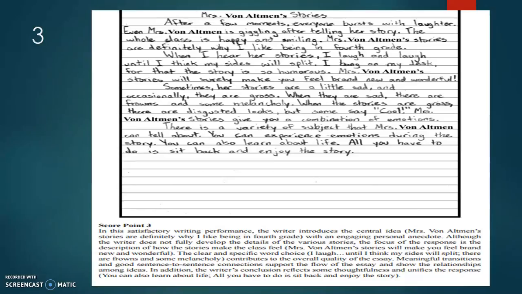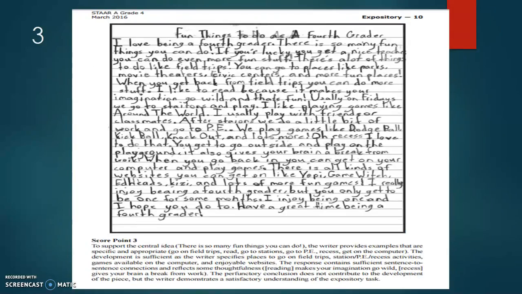In addition, the writer's conclusion reflects some thoughtfulness and just brings the response together when she says, you can also learn about life. All you have to do is sit back and enjoy the story. That was a very good closing. Okay, so that is why this writing piece scored a satisfactory writing rating. All right, let's look at one more.